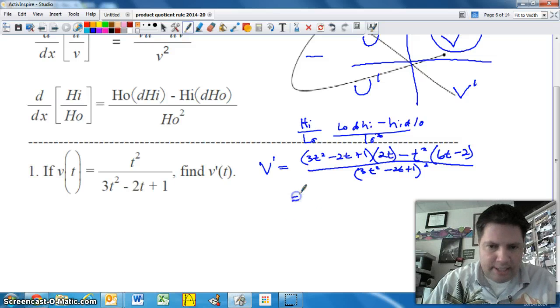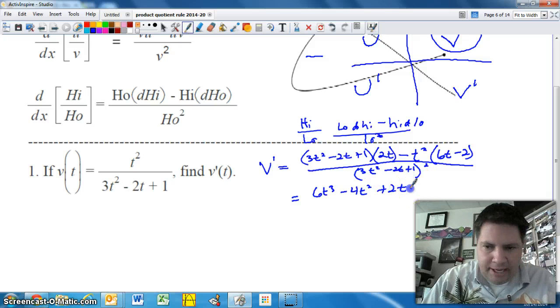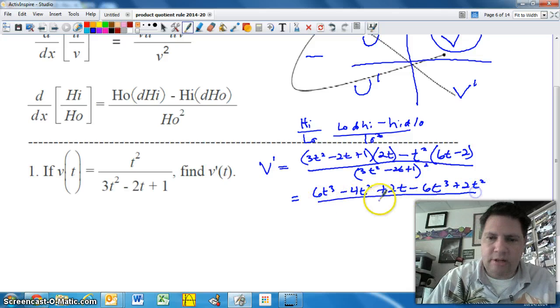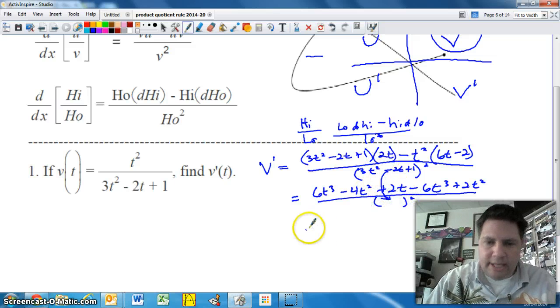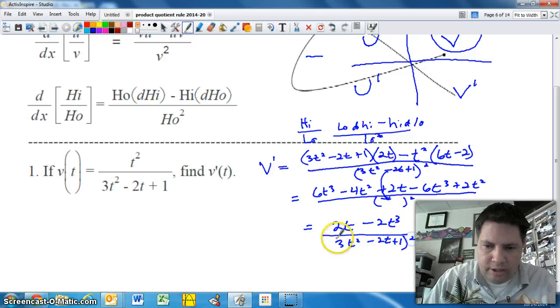Miss Allen can walk you through simplifying that if you have any questions, but you get 6t cubed minus 4t squared plus 2t minus 6t cubed plus 2t squared, all over that same denominator squared. I'm going to be lazy and try to save time here. And then our final step, we combine like terms. You end up with 2t minus 2t cubed, or you could say negative 2t cubed plus 2t, all over 3t squared minus 2t plus 1 all squared.